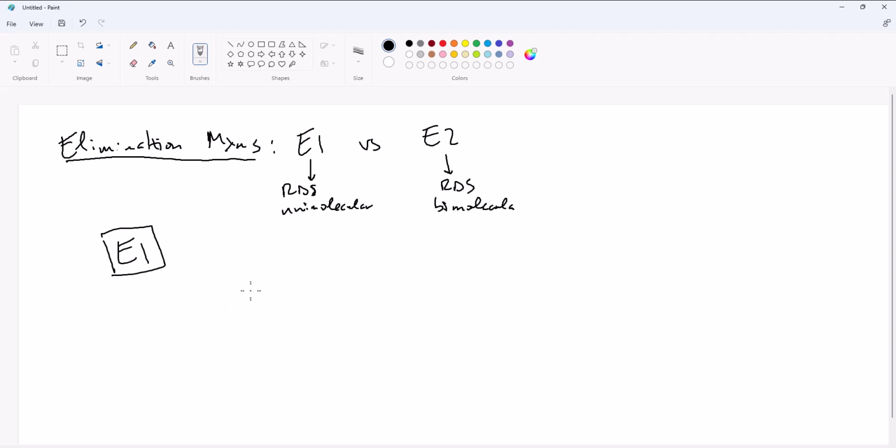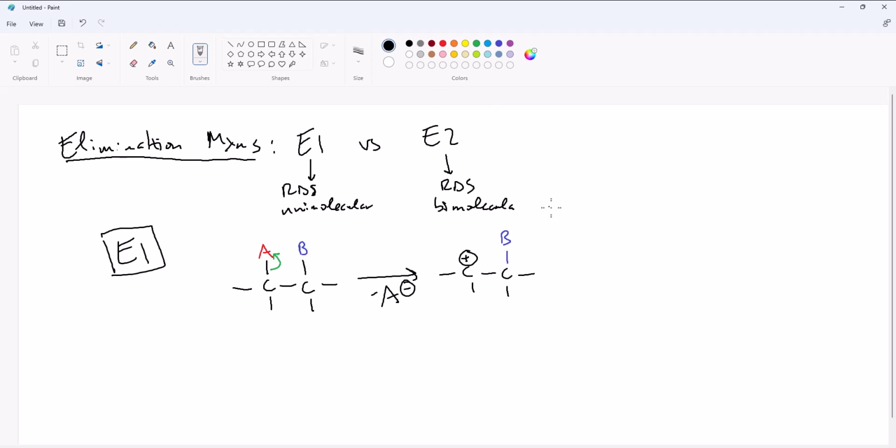So in general, for the E1 mechanism, we'll start with the same kind of drawing that we looked at before. We'll have A on one side, B on the other, and I'll draw the mechanism arrows in green. In an E1 mechanism, similar to an SN1 mechanism, we are going to form a carbocation intermediate. So the first step is this C-A bond is going to break. We are going to lose A minus, and we will be left with the carbocation intermediate with B still attached.